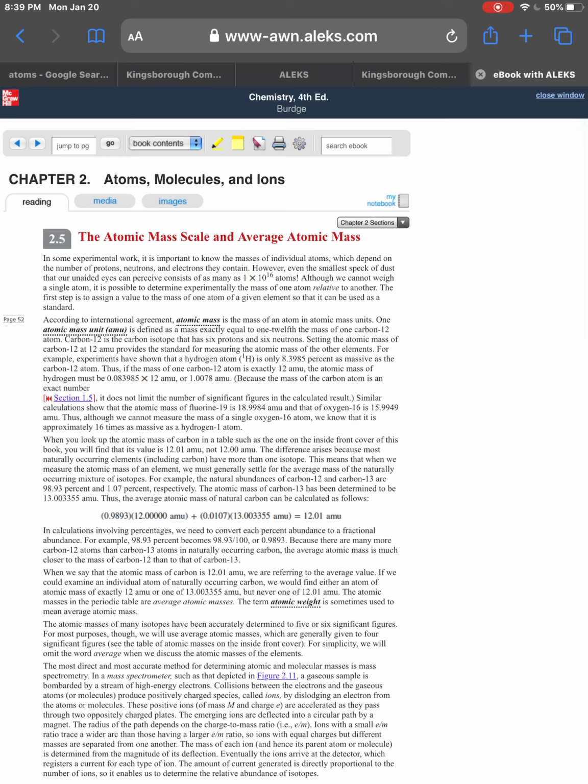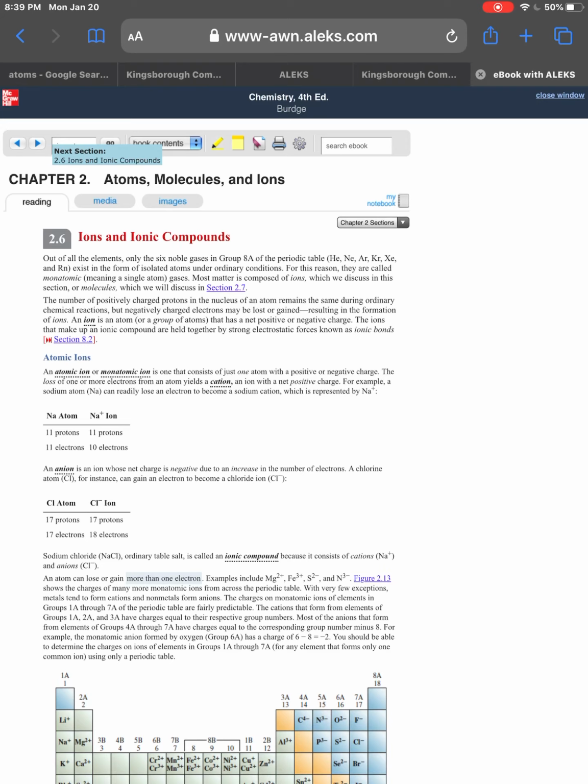Okay? So let's take a look now at section 6, which is ions and ionic compounds. Ions and ionic compounds are important because many of the substances that we find in nature are made up of ions. They're not made up of atoms. An atom is a neutral particle. In an atom, the number of protons is equal to the number of electrons. So the charge of the protons cancels the charge of the electrons, and overall, the particle doesn't have any net charge. But ions can have varying numbers of electrons.